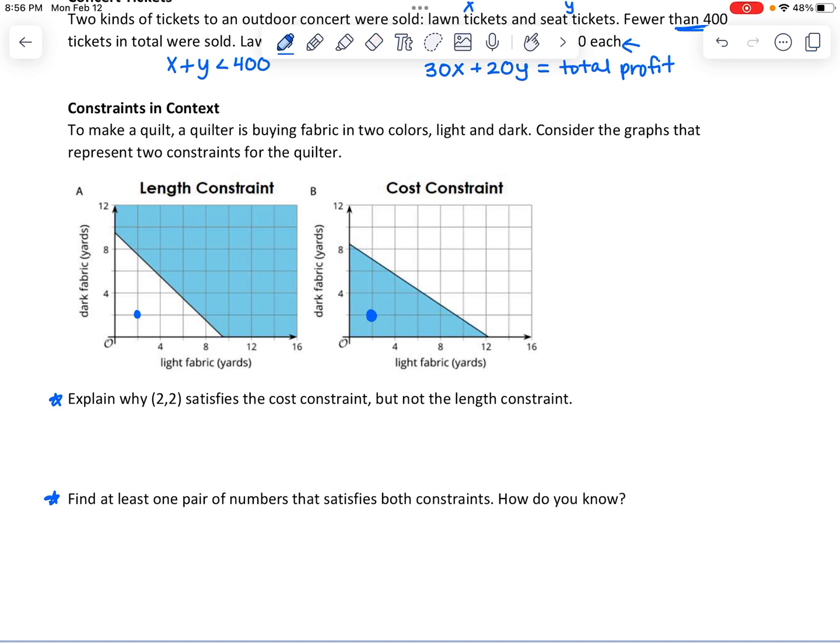Let's try another one. Maybe 8, 2. 8, 2 right here. That's in the shaded region for length. Let's try in the other one. 8, 2. Oh, and so it's in the shaded region for both of them. So it is in both shaded regions. Take a second and see if you can find an ordered pair that works for both on your own, one that's different than the one I came up with.